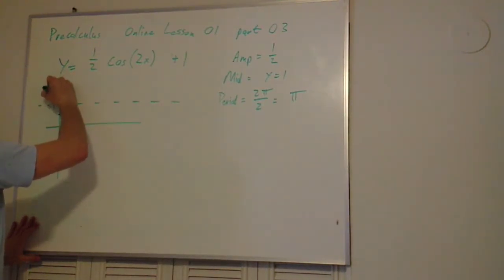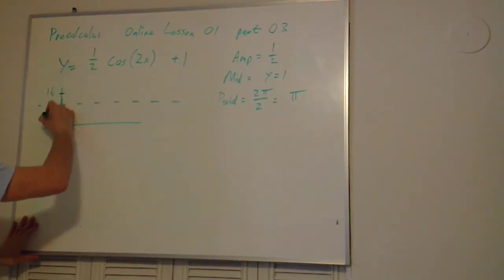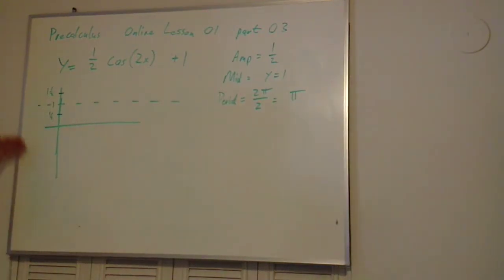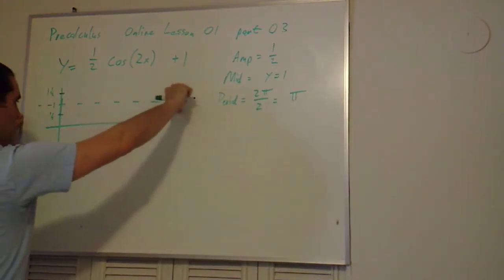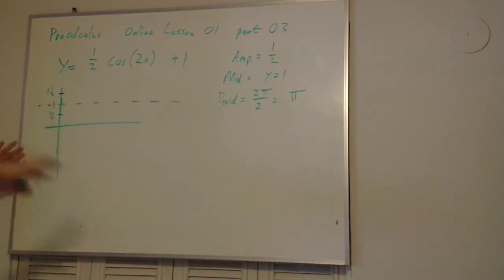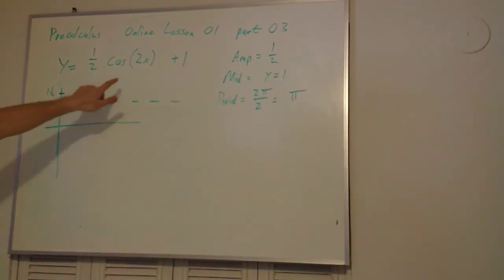So 1 and 1/2 is going to be its peak value. 1/2 is going to be its minimum value. It's going to be oscillating between these two things the whole time. If this ever touches your axis, you're doing something wrong.